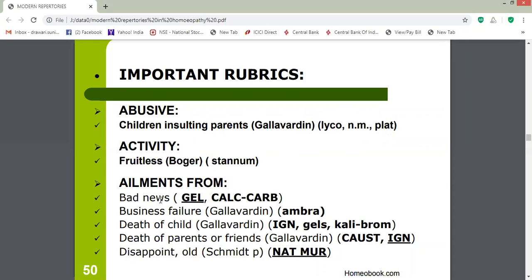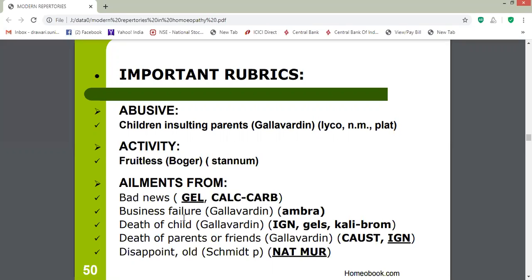Then elements from bad news, Gelsemium is written in capital bold letters with underline, so it has the highest value and contains 4 marks. Then calcarea carb, as it was written in capital bold letters but not underlined, contains 3 marks for repertorization.